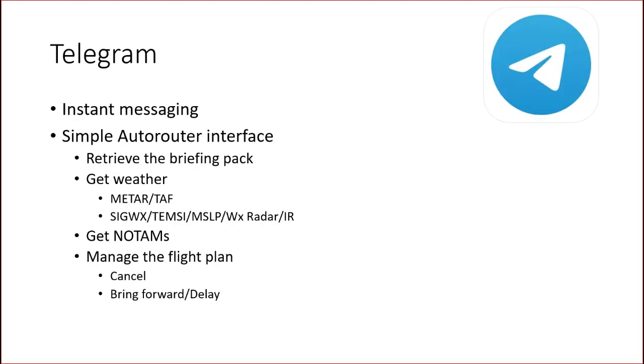Next, I use Telegram. Telegram is an instant messaging application. Autorouter exposes a robot to Telegram, which provides a very simple autorouter interface. It allows me to retrieve the briefing pack, although I can also get the briefing pack in other ways, like downloading it from the web browser or via email, for example.